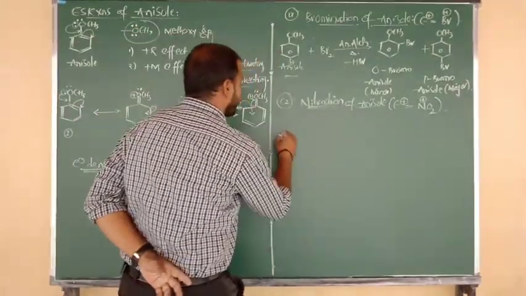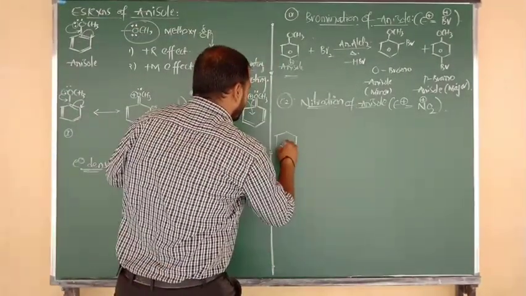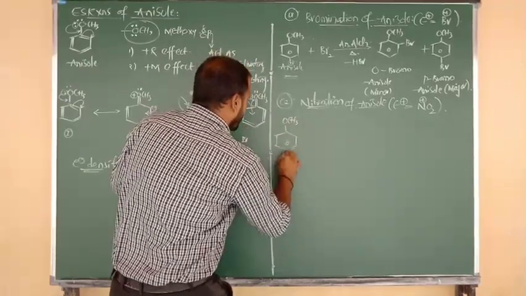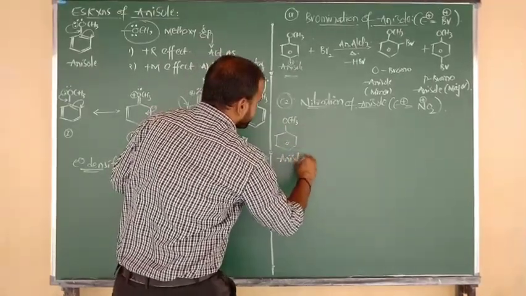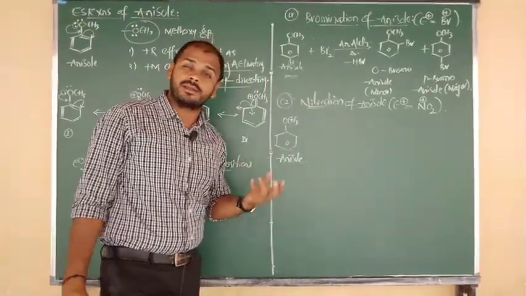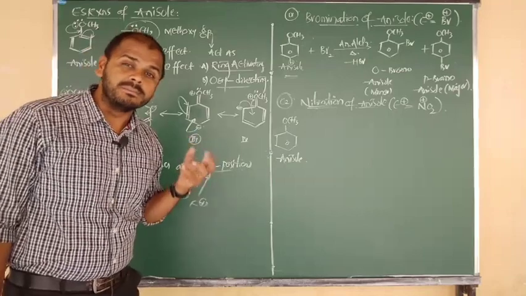I'm going to show the reaction here. Same thing, beta: benzene bonded to OCH3. The compound name is anisole. Anisole undergoes the process of nitration, that is, it undergoes reaction with nitration mixture.